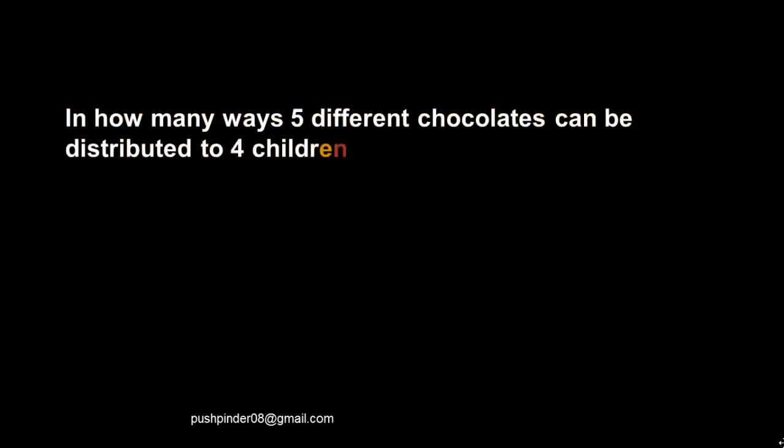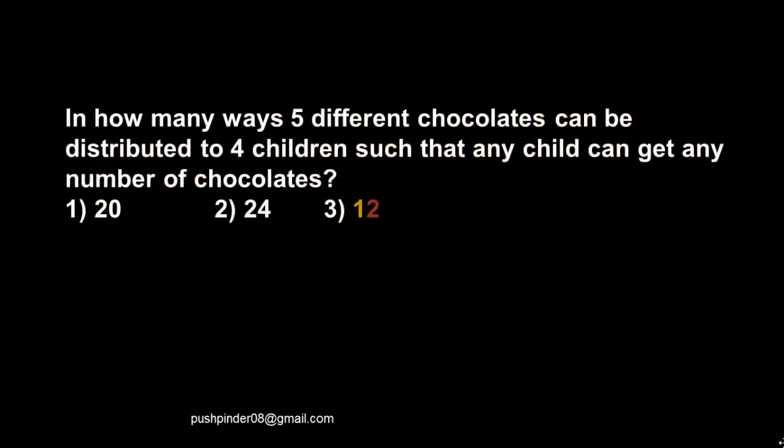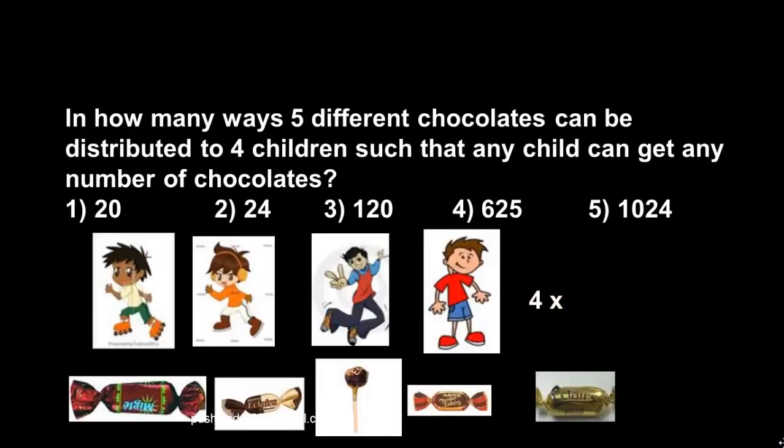In how many different ways can 5 different chocolates be distributed to 4 children such that any child can get any number of chocolates? I need to do that.